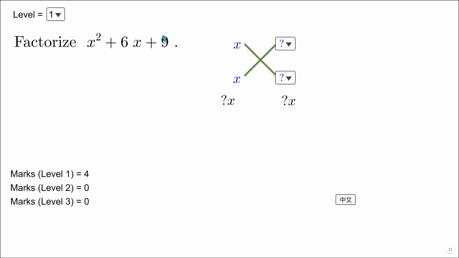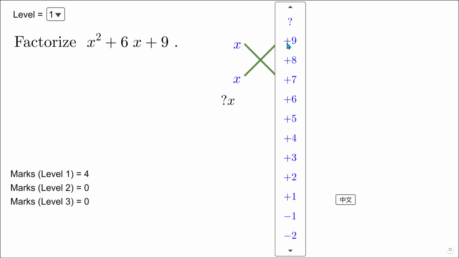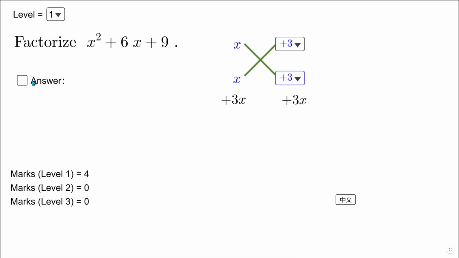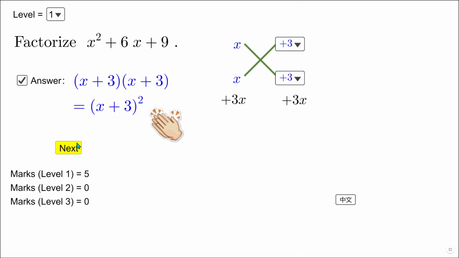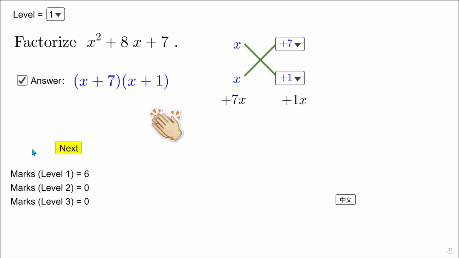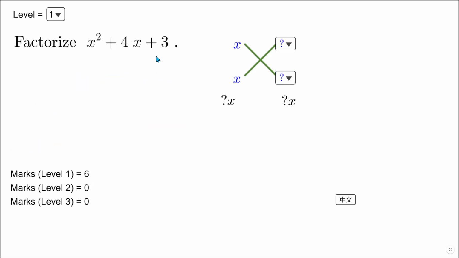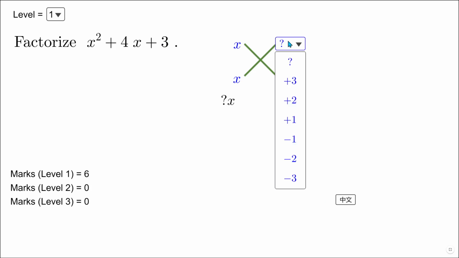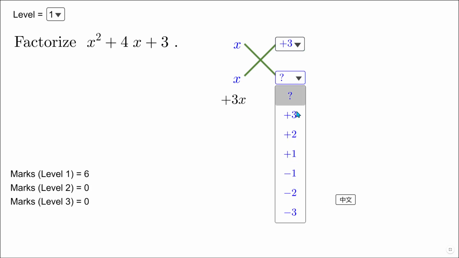Two numbers multiply to 9 and add to 6. That'll be 3 and 3. Seven and 1. Okay, and you're probably thinking, well, it's pretty easy. 3 and 1. I can't push it on. I have to fill it in, unfortunately.